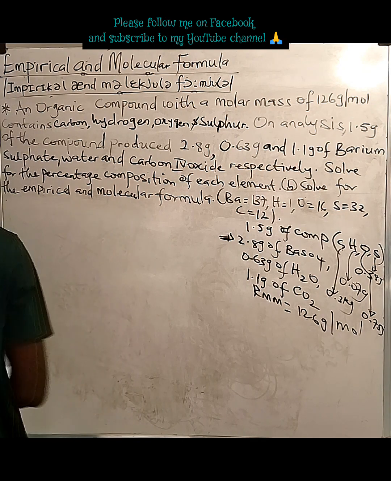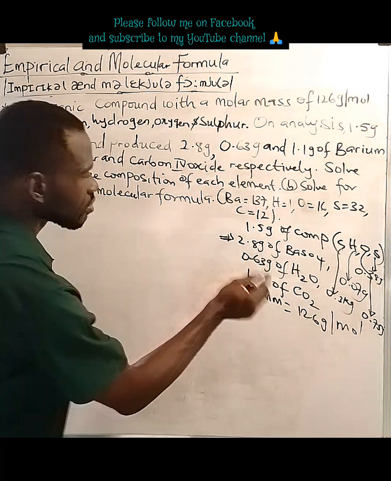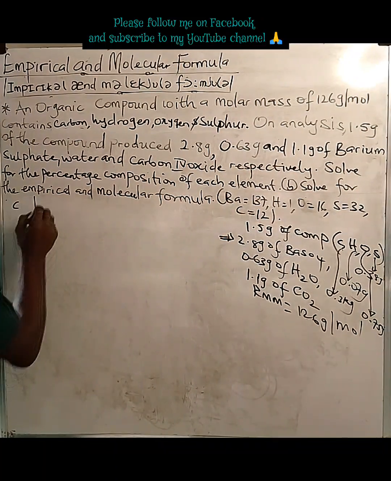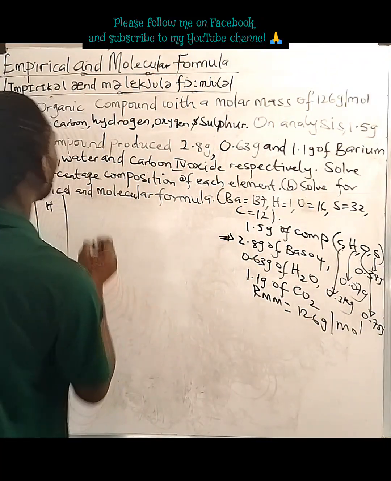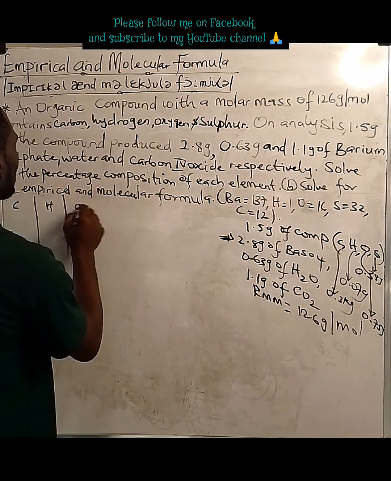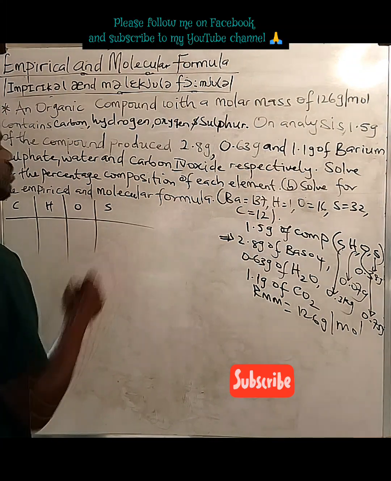Okay, so what do we have? Carbon first. Carbon is going to be here, right here. After carbon, we have hydrogen. After that, we have oxygen, and after that, we have our sulfur, just like this.